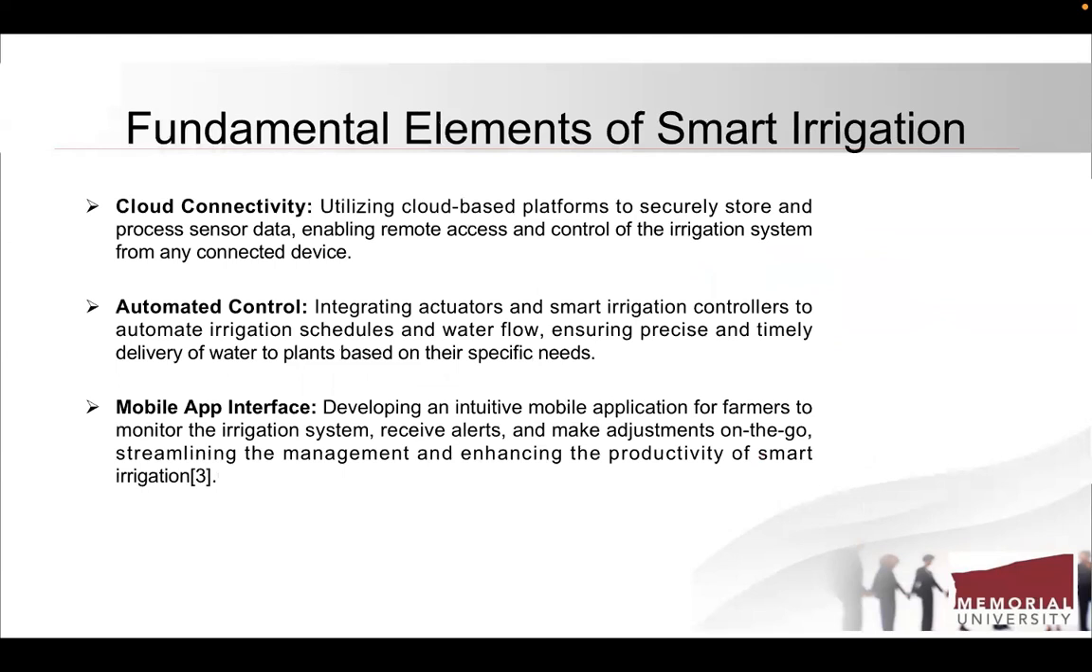all data which is read by the sensors, and temperatures, every reading, will be persisted in the database, and further it will be connected to the cloud. The whole system is automated, with actuators and a smart irrigation controller to automate irrigation schedules and water flow, ensuring precise and timely delivery of water to plants based on their needs. Also, there will be a mobile app interface for getting notifications to the user when irrigation is needed, like the water valve is open or closed, and whether fertilization is required or not, with all this information.